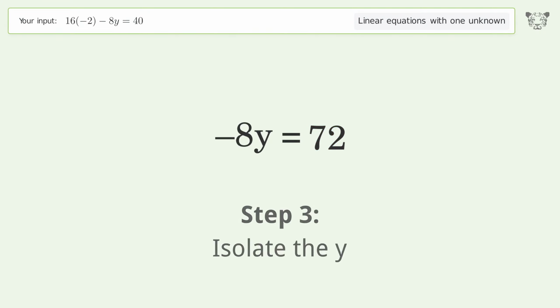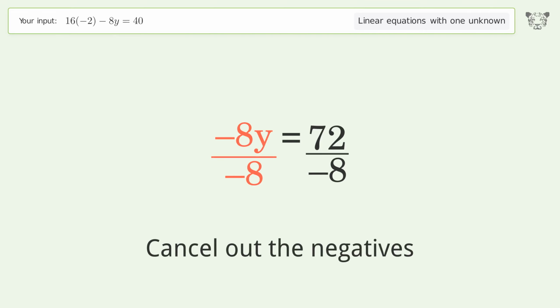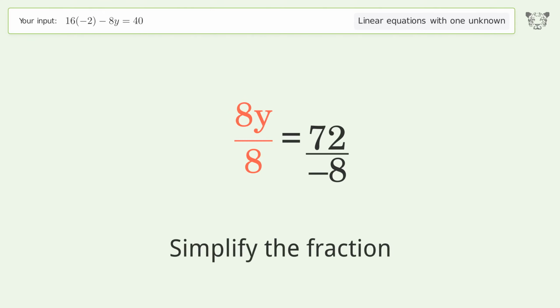Isolate the y. Divide both sides by negative 8. Cancel out the negatives. Simplify the fraction.